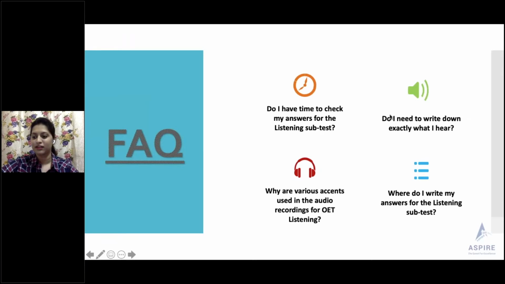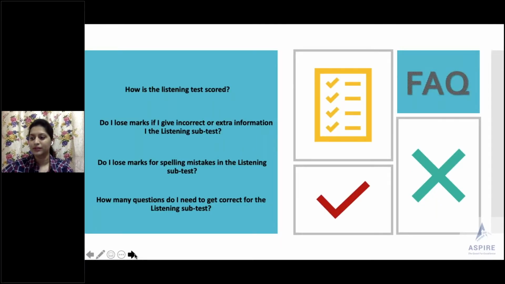So where do I write my answers for the listening subtest? For part A, you must write your answers in the space provided in the question booklet itself. And for part B and C, you need to shade a lozenge next to the appropriate answer. So how is the listening test scored? Part A will be double marked by OET assessors. And for part B, it is computer scanned and automatically scored.